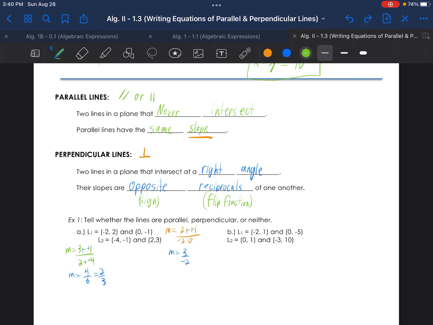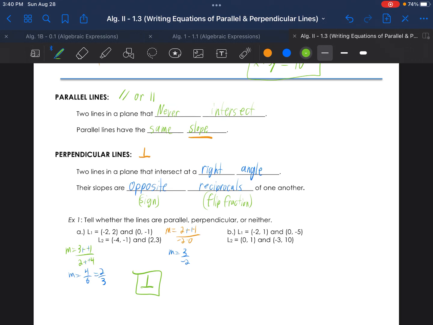So we have to say, are they opposite signs? They are. 2/3 is positive, negative 3/2 is negative. Are they reciprocals? They also are. 2 is on top, 2 is on bottom. 3 is on top, 3 is on bottom. So they are perpendicular lines. So you can do the symbol, or you can write out perpendicular, or you can abbreviate PERP. So once again, we found the slopes, and then we compared the slopes.